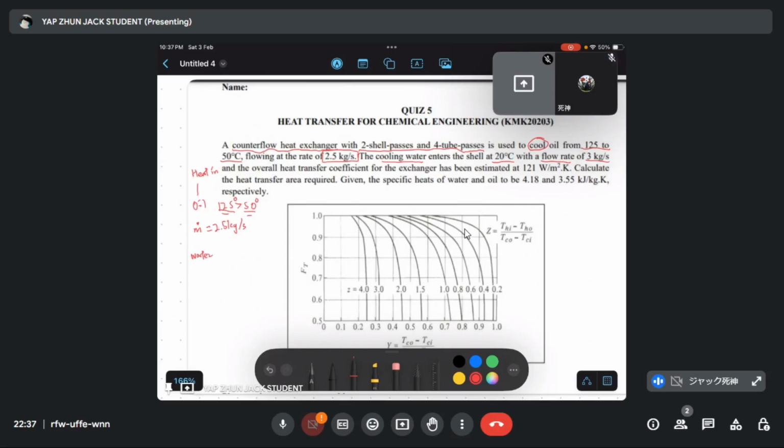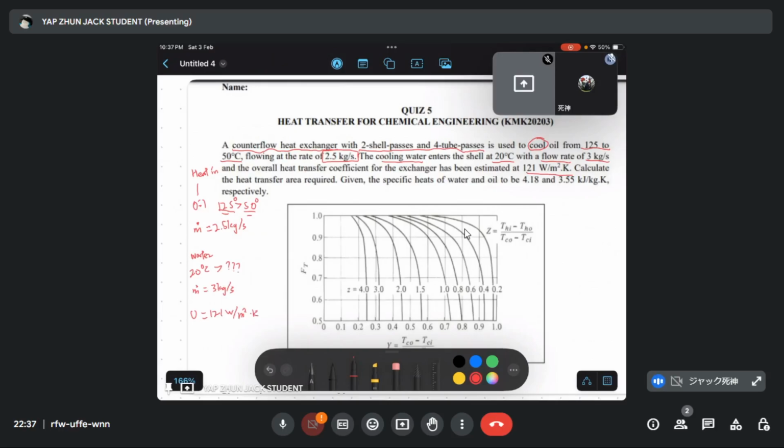Okay, so we list out all of the things. The water is 20 until how much, we do not know. Okay, then we have the mass flow rate of 3 kg per second and the overall heat transfer coefficient for the heat exchanger has been estimated at 121 watt per meter square Kelvin. Okay, so we know that our U is 121 W per m square times K.